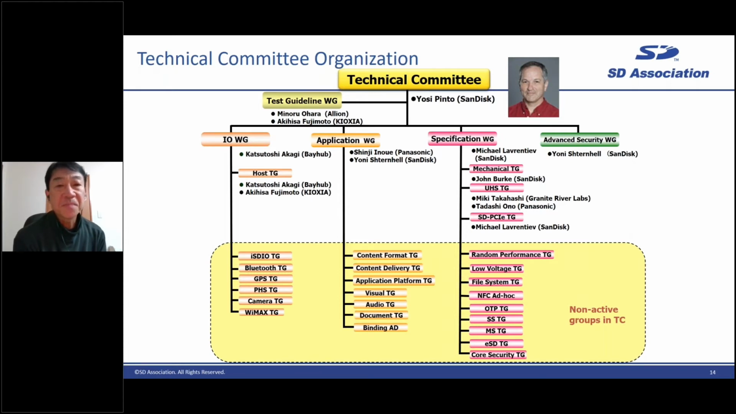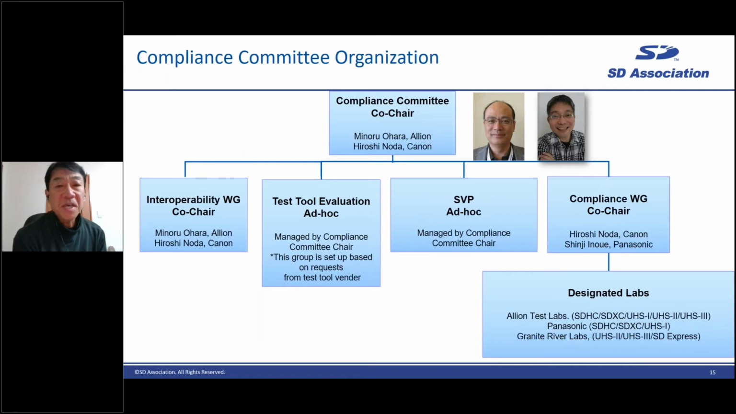Next page, please. So today, actually, we are inviting SVP ad hoc member from GRL today. And under two gentlemen, the Japanese conference committee has operated to help support interoperability of the host and card devices by our members, and test tool evaluations for those members who need such kind of support. And SVP is a very new one, which will be introduced later by Miki of Granite River Labs, who is one of our designated labs.